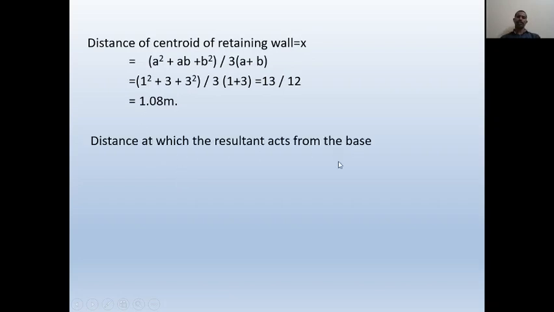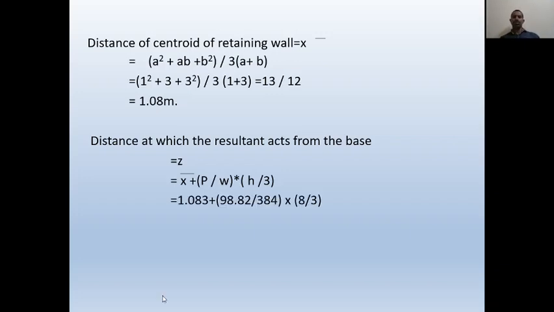Now we need to calculate z, that is the distance at which the resultant cuts its base. Now z is given by x bar plus P by W into h by 3. Now you can substitute all the other values.